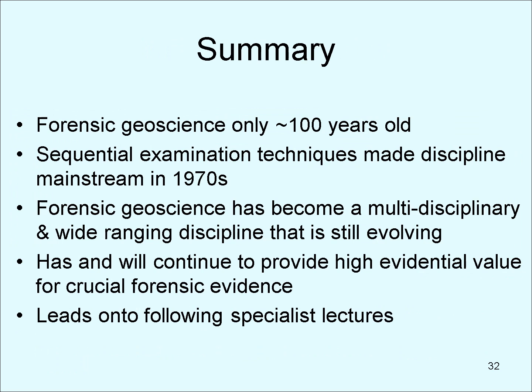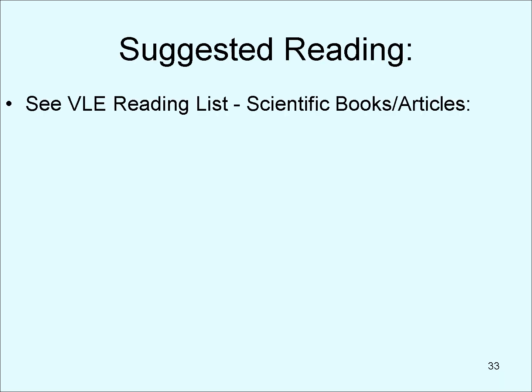So in summary then, forensic geoscience might be sort of 100 years old or so in the forensic science world, but there's a lot of areas that have been expanding, both in the search side and the trace evidence side, which is what we're going to be looking at, and certainly using a lot of different disciplines. And it's certainly going to provide a lot of evidential value for forensic investigations. And this introduction really just leads into the specialist lectures you're going to have during the course. So there are some suggested reading.